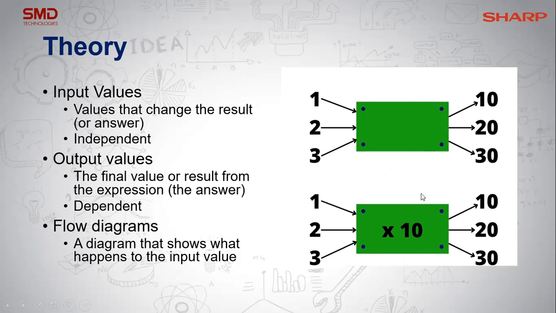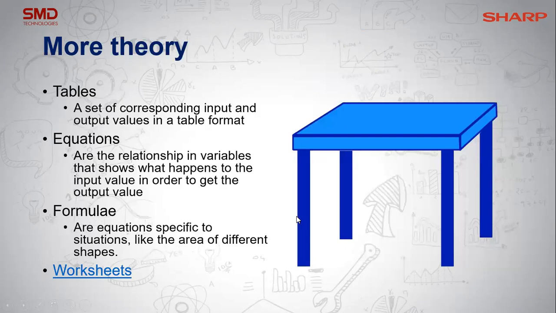So, of course, the flow diagrams here are diagrams that show us what happens. So we can give them a diagram which has the input and output values, and we can ask them what the relationship is. Or we can have an input value and a relationship and ask them for the output value, or vice versa. Have output values and a relationship and ask for the input values. Then, of course, you also have tables, and I'm not talking about the table where you sit at. I'm talking about, I'm sorry, that's terrible. And then equations are the relationships with the variables that show what happens to the input value in order to get the output value.